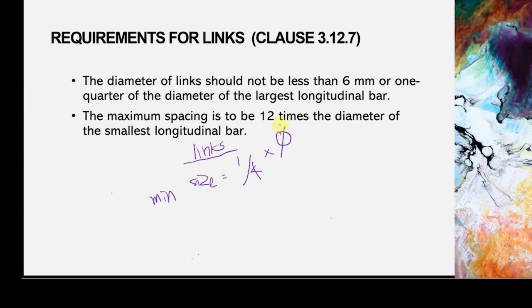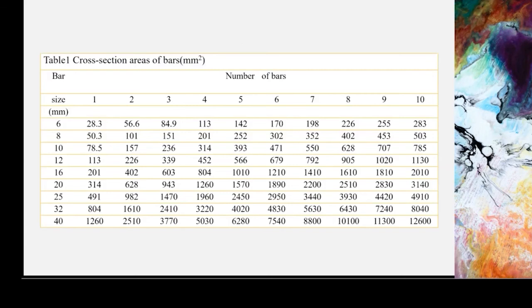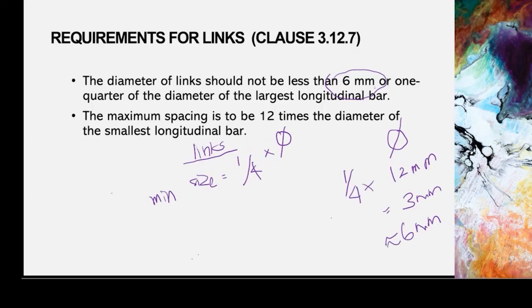And also if you notice here, it says 6 mm as well. It means if, say, your diameter of the longitudinal bar is 12 mm, you calculate 1/4 times 12 mm and you get 3 mm. But it states here that 6 mm is the minimum. So you get this, but you must use 6 mm, because there is no bar size lower than 6 mm. If you look at this table, you see the bar size 6 mm is the lowest. You cannot put 3 mm.